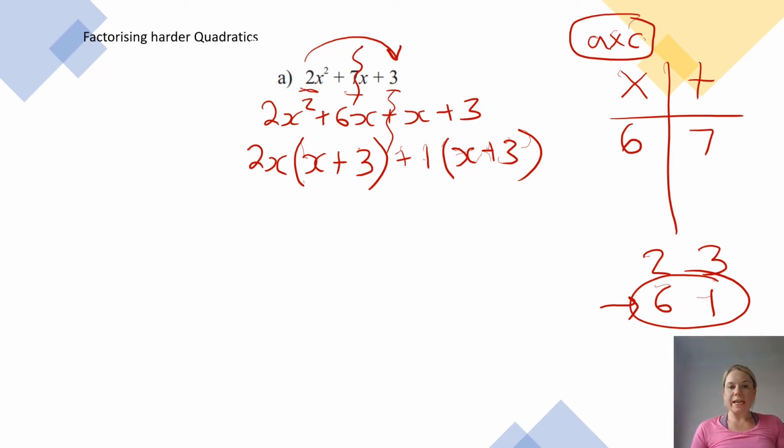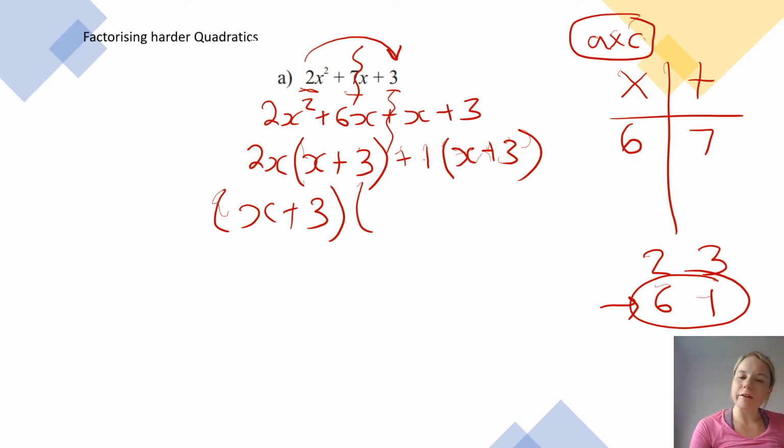The two brackets here are exactly the same. And that's really, really key, because that means that we can then go, well, I'm timesing this by that, and I'm also timesing this by that. So 2x by x plus 3 and 1 by x plus 3. So x plus 3 becomes one of our brackets, and the other one is just the other two parts. So 2x plus 1, because I'm timesing both of these by the x plus 3, and then that's it really.